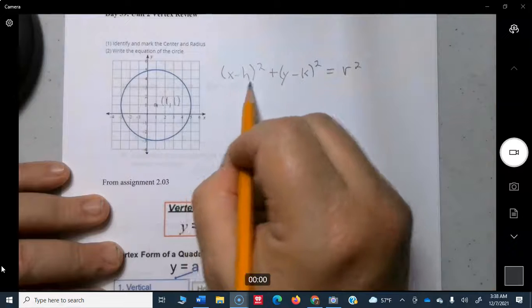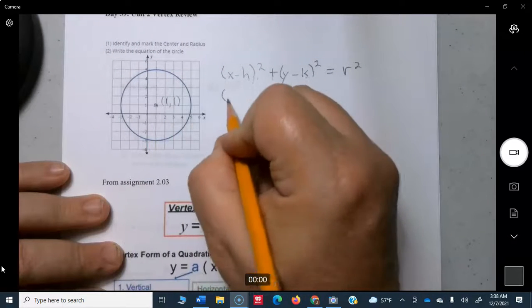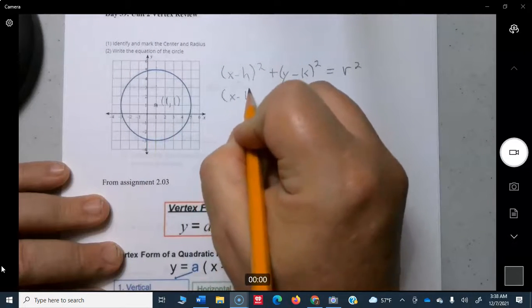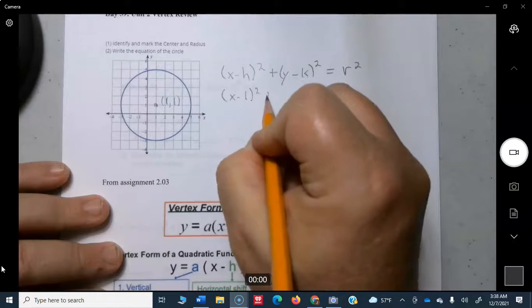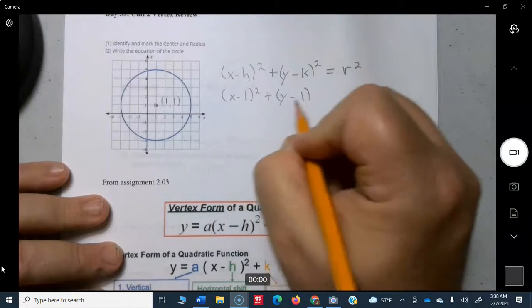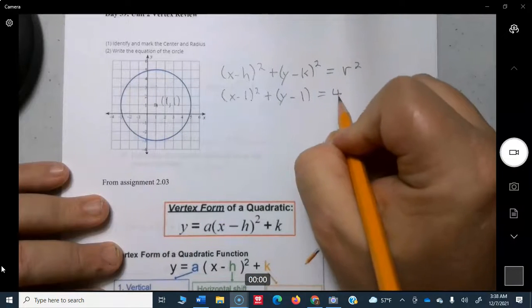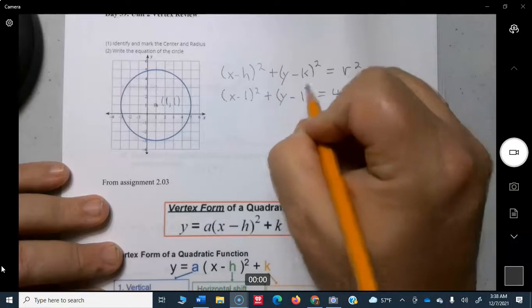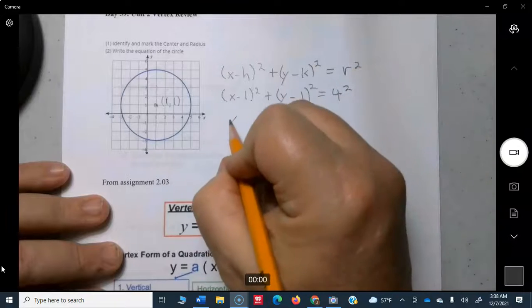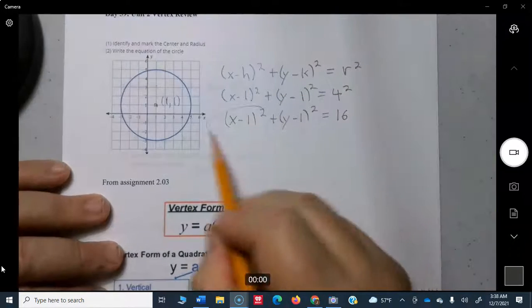Okay, so in this case the equation is easier because both of these numbers are positive. So this is going to be x minus +1, y minus +1. And the radius is 1, 2, 3, 4. So that means the final answer is this. And there's the answer for that.